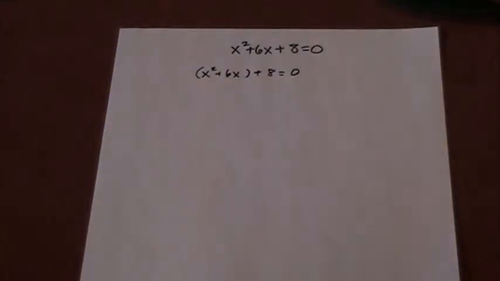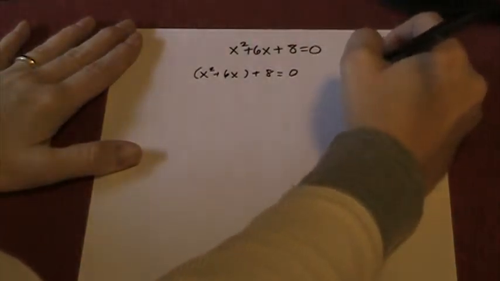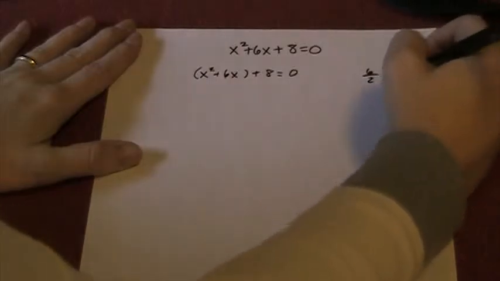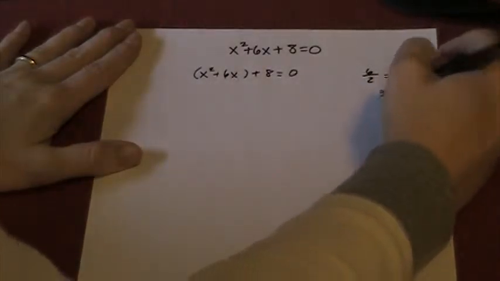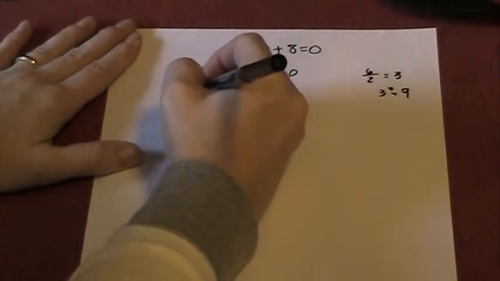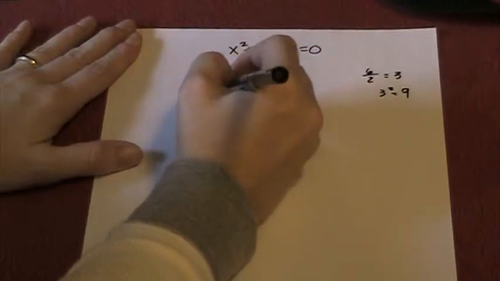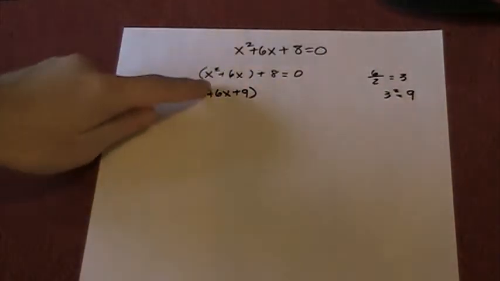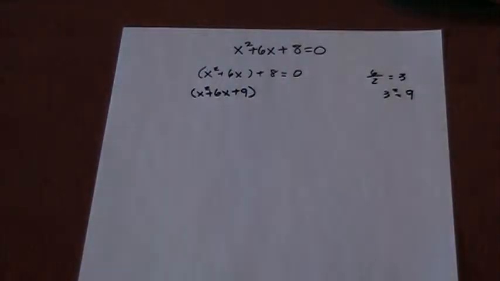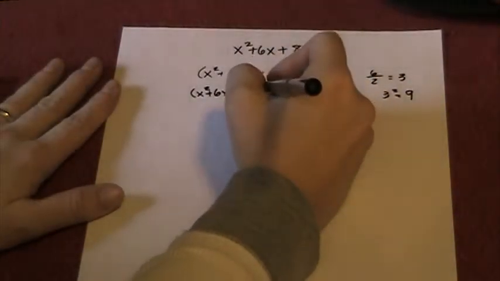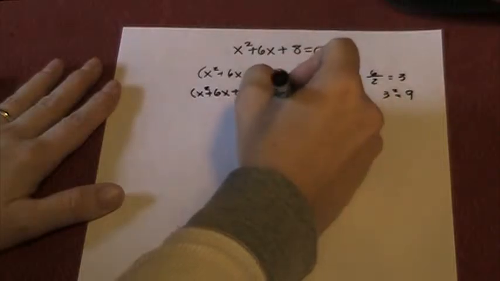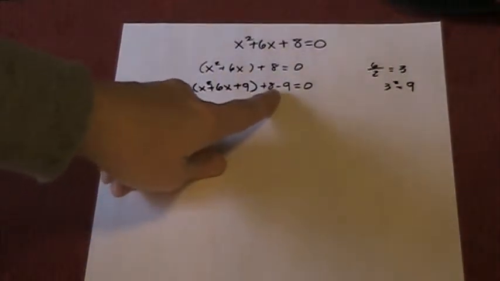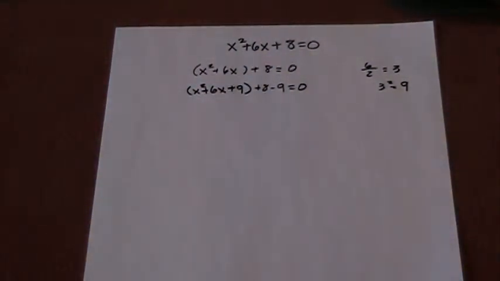So 6 divided by 2 is 3, and then 3 squared is 9. So that is the number that I must use to complete the square for this binomial in the parentheses. Now, I cannot change the value of my expression, so whatever I add, I also have to subtract. So what we do is we subtract that same value here to the right of the 8.